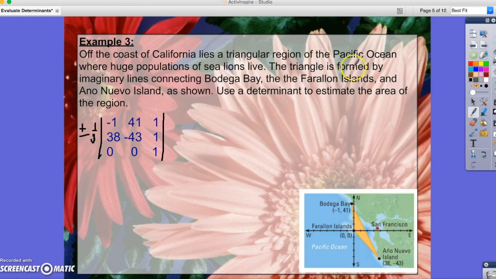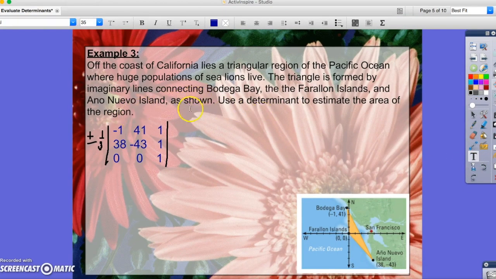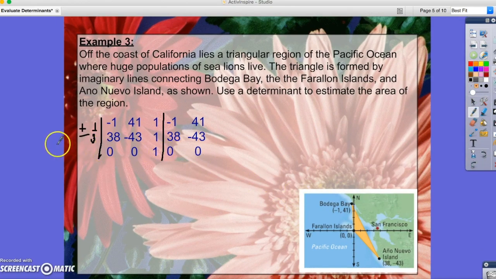So we're going to do the determinant again. If you remember, we're going to copy all of these here, and then we'll deal with the 1/2 at the end. So repeat the first two columns. I have -1, 41, 38, -43, and 0, 0. So I'm repeating the first two columns, and we're going to do the determinant again. So we're going to multiply out. We get -1 times -43 times 1.